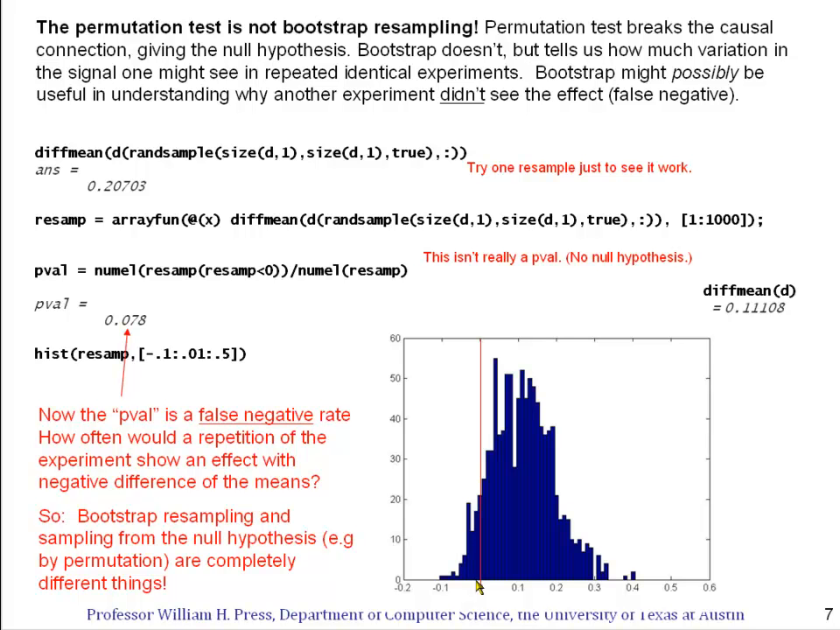So what question does this answer? This answers, as I've already said, how often would a repetition of the experiment show an effect with a negative difference of means instead of the observed positive difference of means?